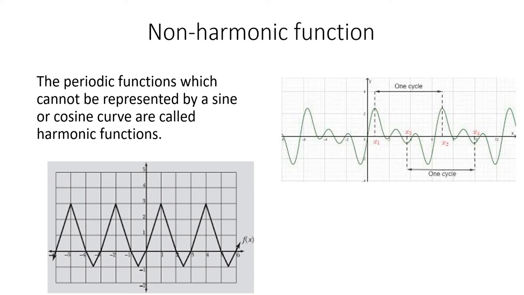Similarly, in this graph, you can see that the same graph is repeated at regular intervals of time, but its maximum and minimum values are not +1 or -1. Even though the minimum value is -1, it is not a sine function. The maximum value, you can see, is 3. So this is not a harmonic function. It is an example of a non-harmonic function.